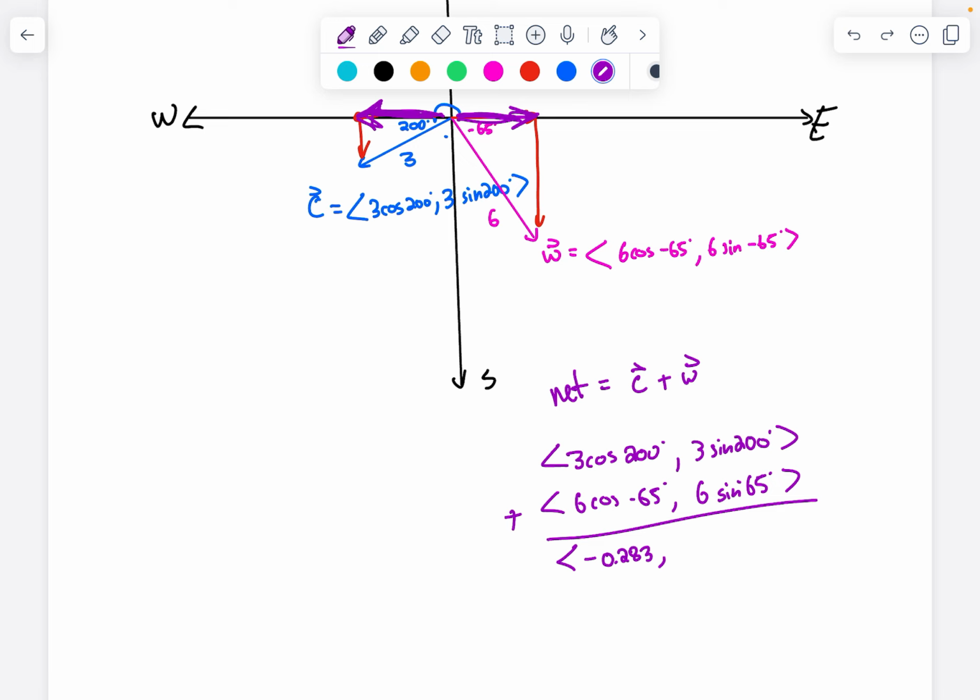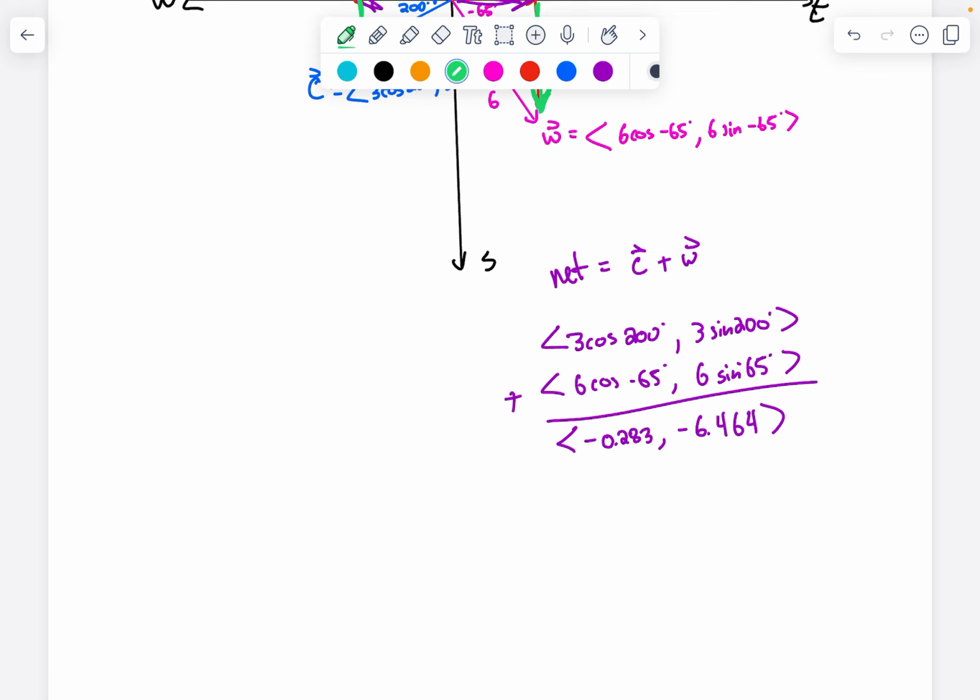Comparatively, 3 sine 200 plus 6 sine negative 65 is going to equal negative 6.464. Okay, what does that tell you? Well, that's bigger than 3. It's bigger than 6 because both of these are pointing down, so they're enhancing the effect going down, right? Actually, that's not 100% why it's bigger than 3 and 6, but it makes sense that it's bigger, not smaller, than either of their individual parts.